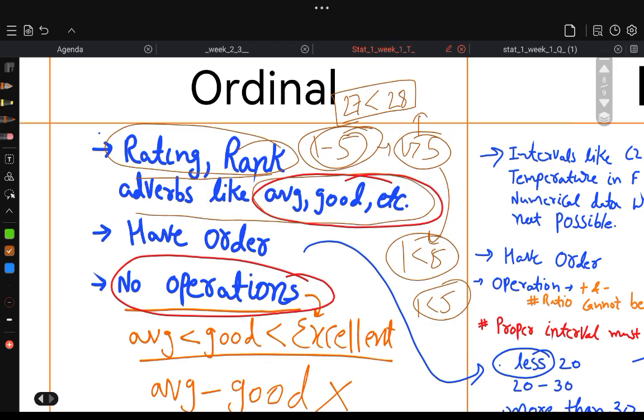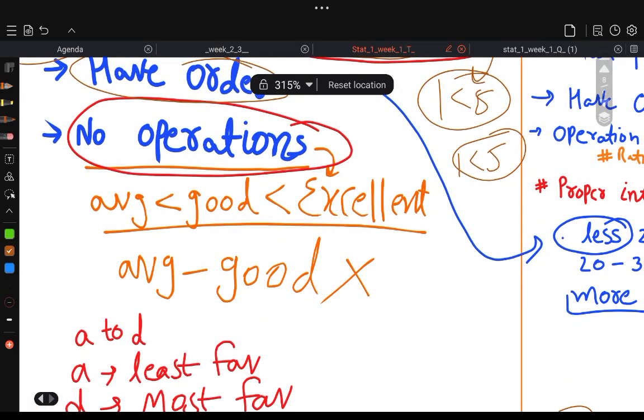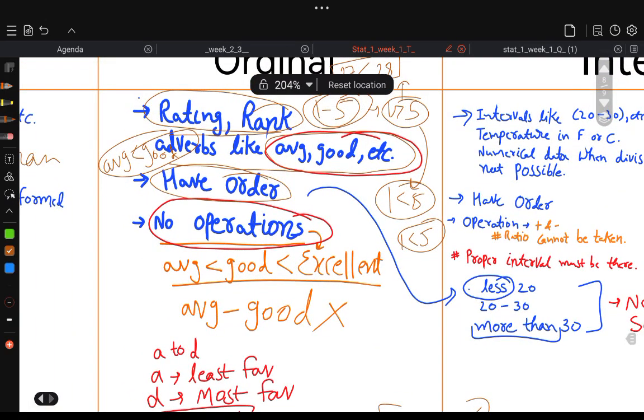Whenever we say the food was average or the food was good, we are considering it as an ordinal scale. See, it has an order, right? We can say that average is less than good in any case, right? So it has an order, but we cannot perform any operation on it. Average is less than good, and good is less than excellent, right? But we cannot say anything about average minus good. We cannot say average minus good is bad. It is not a numerical data, it is a categorical one. So it has an order, but we cannot perform operations on them.